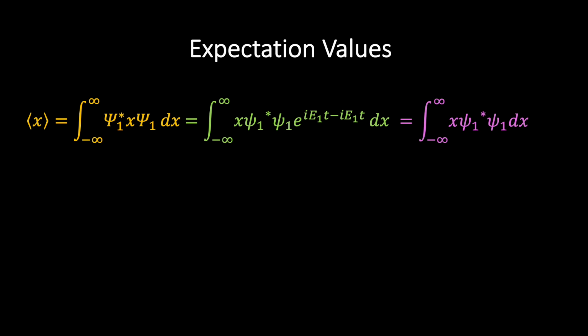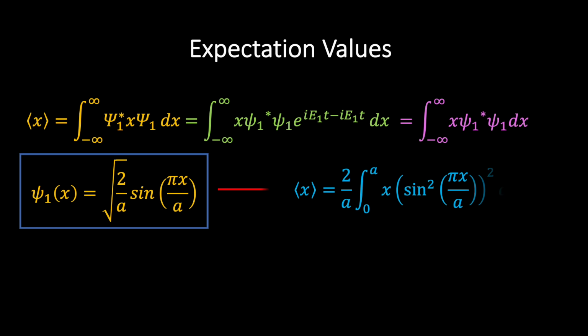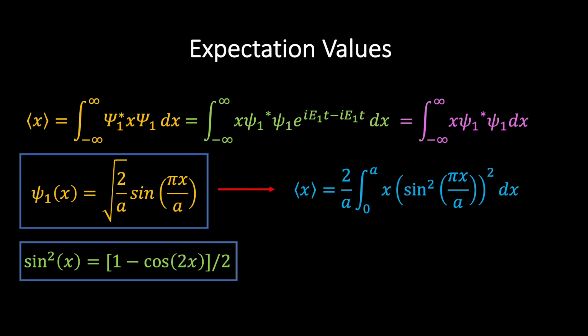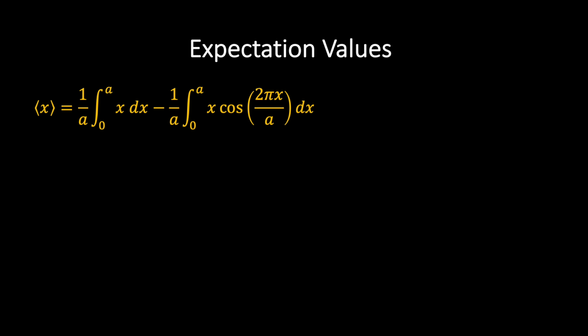This is telling us that the expectation value of the position does not depend on time, but is a constant value. If you recall from our earlier analysis, the ground state eigenfunction is given by the following yellow expression, and if we sub this into our expectation value equation, we find the following blue equation. If we then make use of the same trigonometric identity that we used earlier, we can get rid of the sine squared term and we find the following yellow expression. Next, we will evaluate each integral in turn.